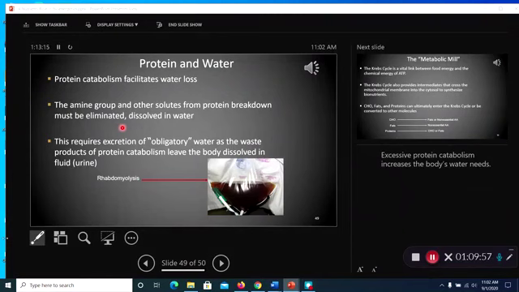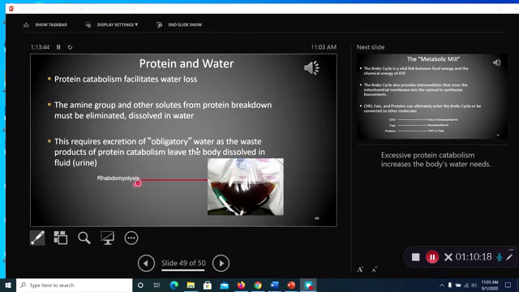So protein catabolism facilitates water loss. I kind of highlighted that just now. The amine group and other solutes from protein breakdown must be eliminated or dissolved in water. And so this is going to require excretion of obligatory water as the waste products of protein catabolism leave the body dissolved in urine.